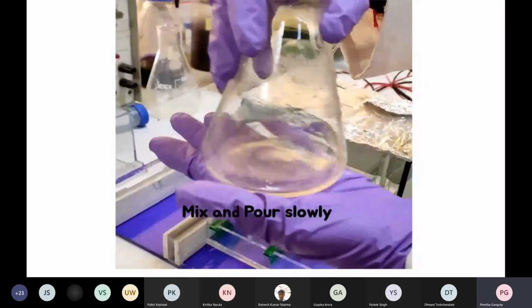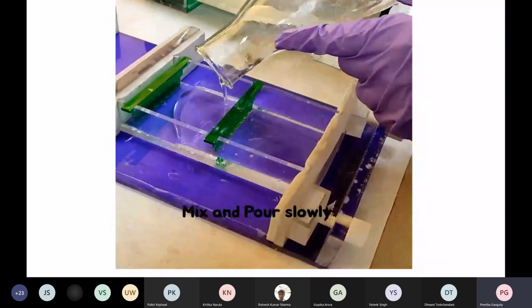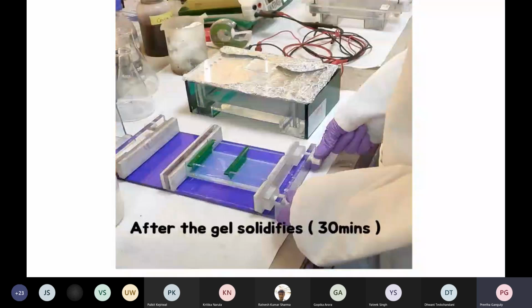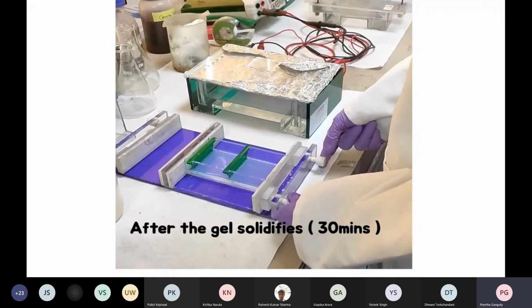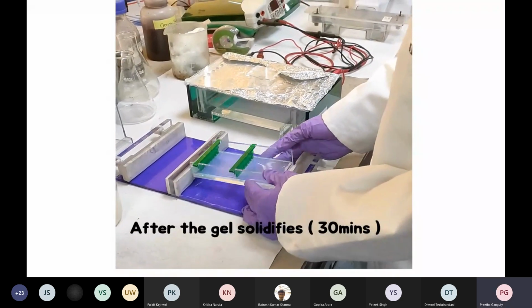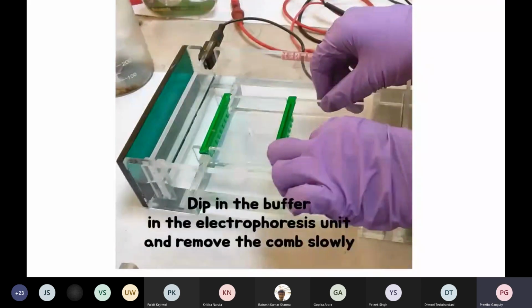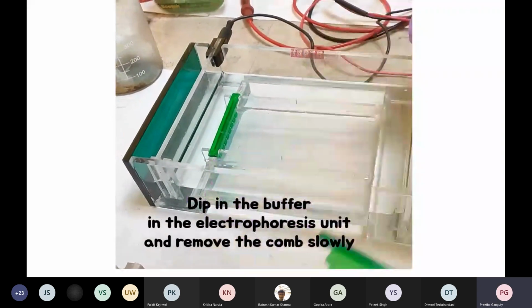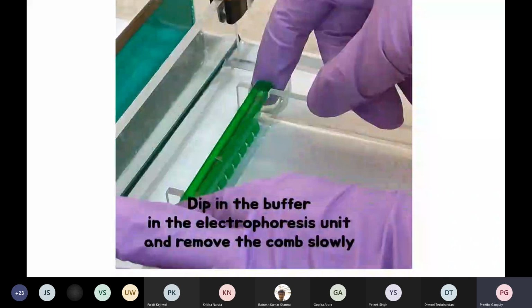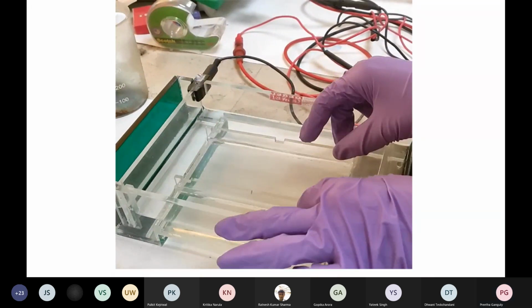We will mix it properly and slowly pour it into the casting tray. After the gel is solidified, after 30 minutes, we will remove the comb very carefully so that the wells don't get dislocated, and then we will put it into the electrophoresis chamber.